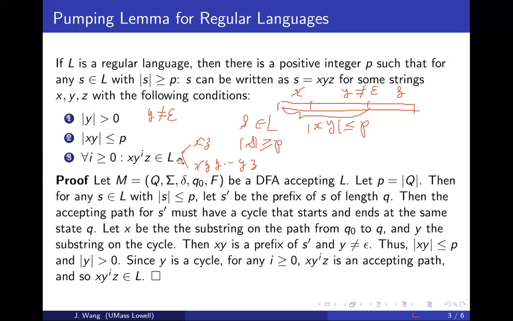So this is a pumping down. This is a pumping up. The resulting string will also be in L. These are the properties these substrings x, y, z must have, as long as your input string s is long enough. And how do you quantify long enough? We use an integer p. So there's a p in existence, and depending on what L is, that p depends on L.